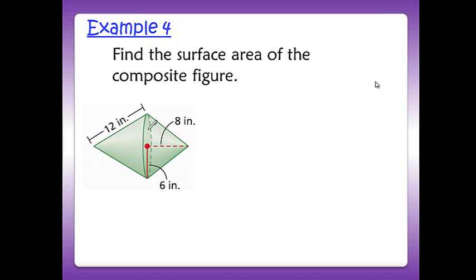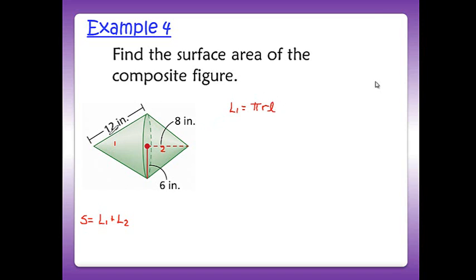And the way these are put together, they're put together at their bases, so their bases are no longer a surface of the figure. So we really have the lateral surface area of this cone plus the lateral area of this cone. So I'm going to call these cone 1 and cone 2 and find the lateral area of both of those. The surface area will be the lateral area of cone 1 plus the lateral area of cone 2. Remember that the lateral area formula is pi r L. Okay, so let's do that for cone 1.